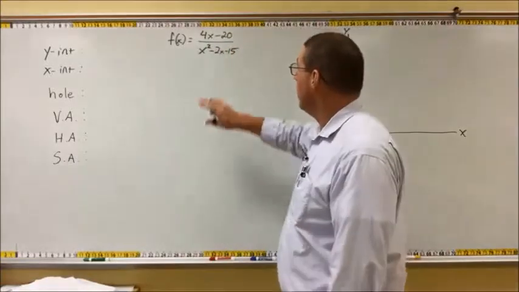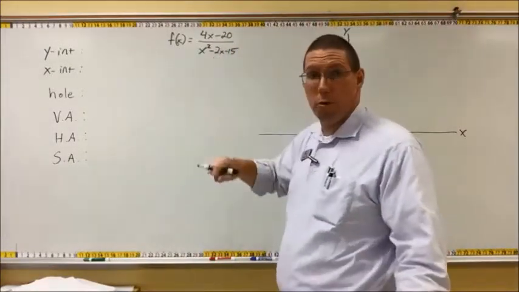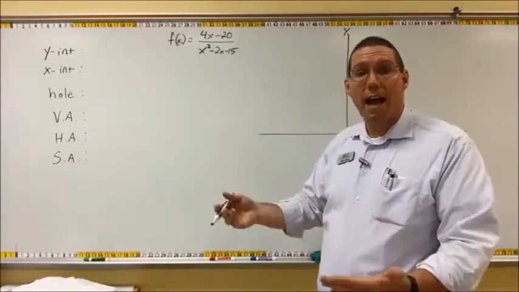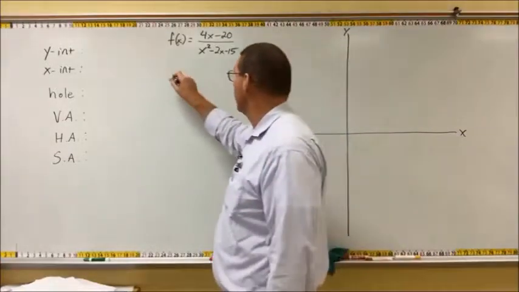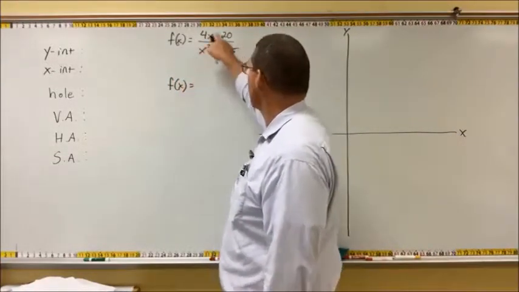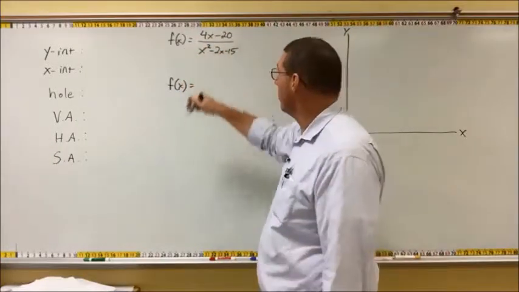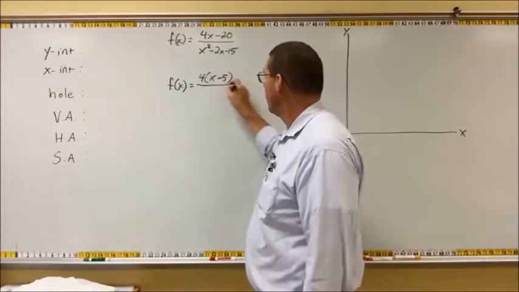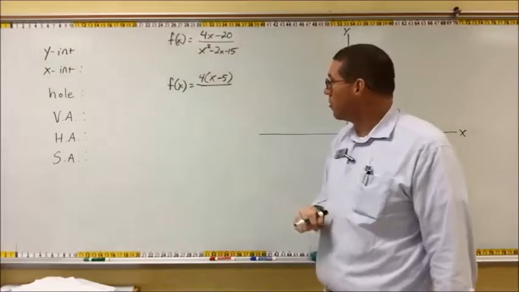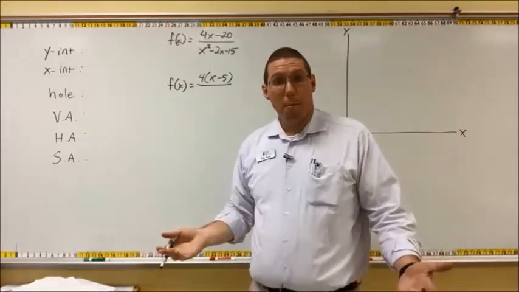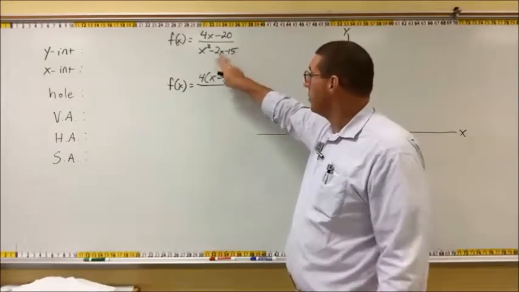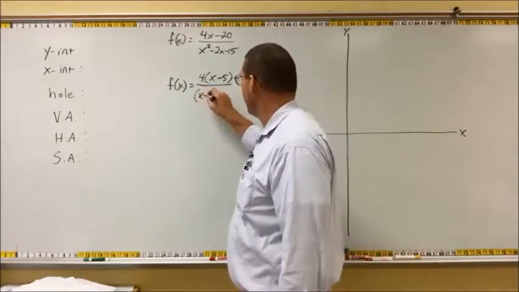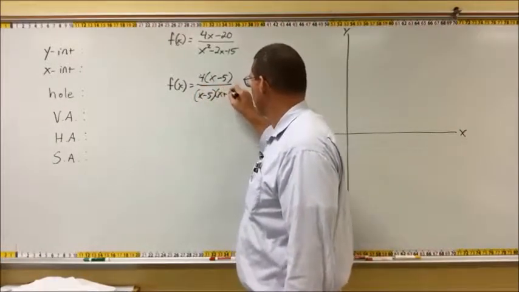Okay? All right, so what's the first thing that we're going to do with any rational function so that we can find all these qualities? We are going to factor the numerator and factor the denominator. When we factor the numerator, there's a common factor of 4, so we can divide out a 4, and we'll have 4 times x minus 5 over, we have to factor this x squared minus 2x minus 15. Two numbers that multiply to negative 15 but add up to negative 2 are negative 5 and positive 3. So we're going to put x minus 5 times x plus 3.